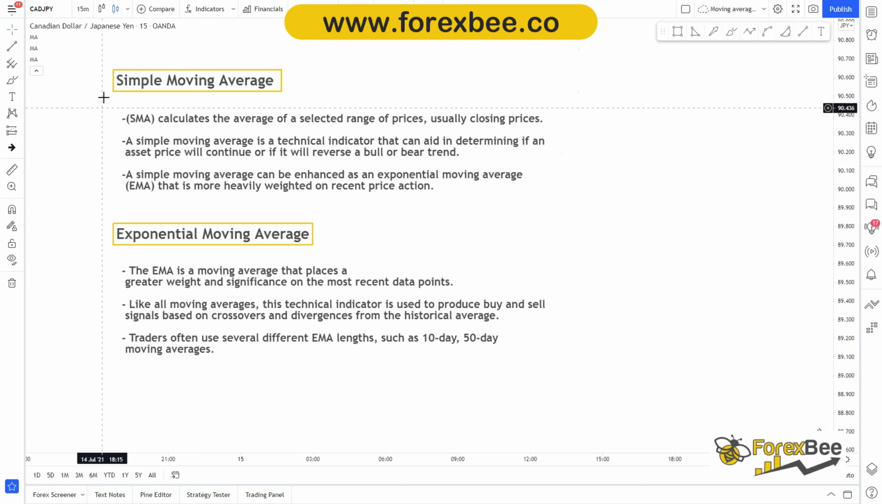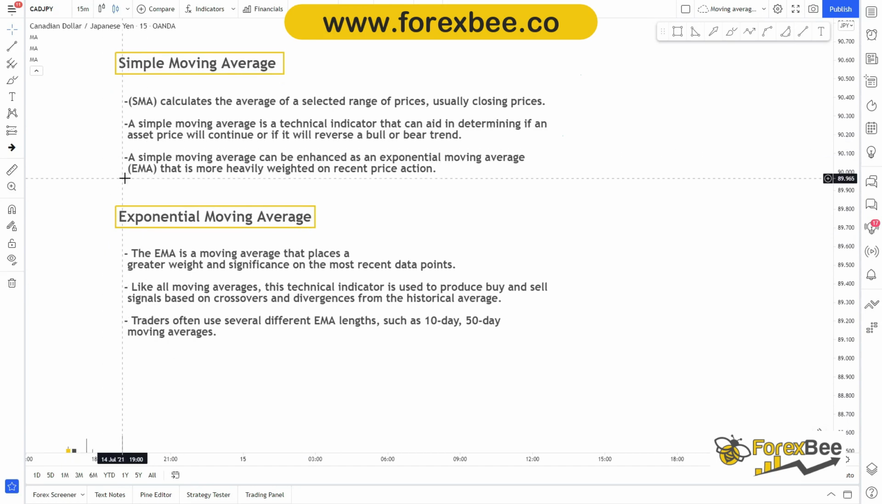Simple moving average gives equal weight to each data point in the past, and a simple moving average can be enhanced as an exponential moving average that is more heavily weighted on recent price action. So the exponential moving average emphasizes a greater weight and significance on the most recent data points. Like all other moving averages, this technical indicator is also used to produce buy and sell signals based on the crossover divergence from the historical average.